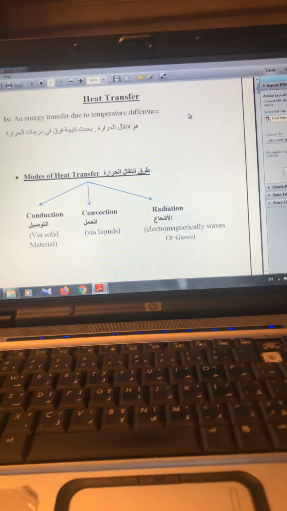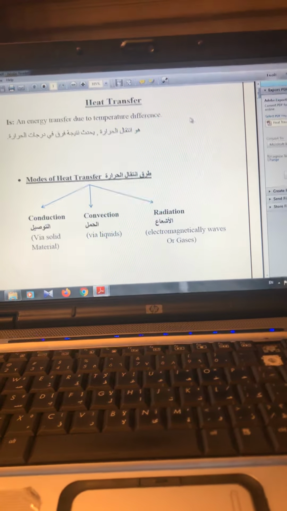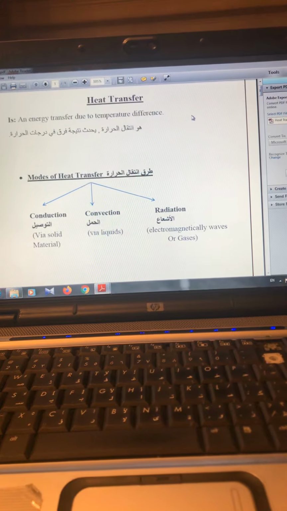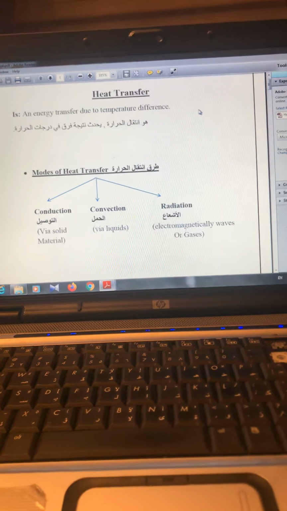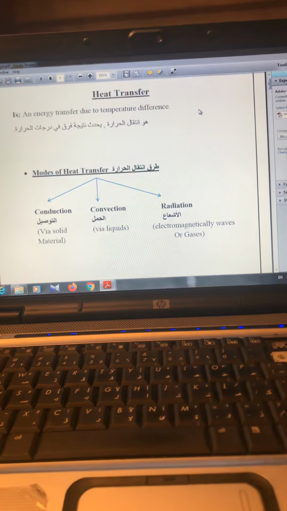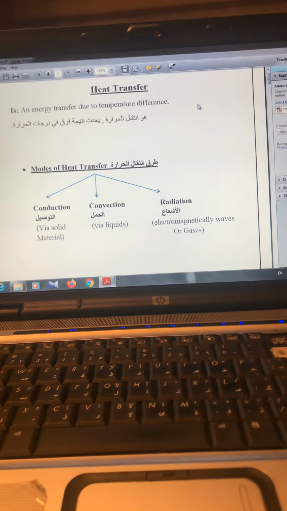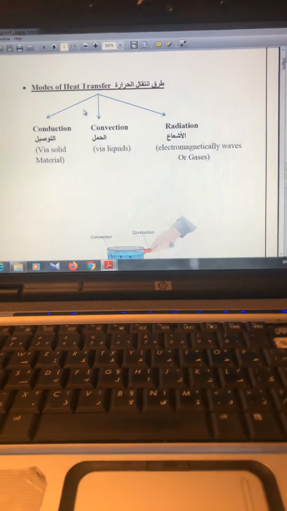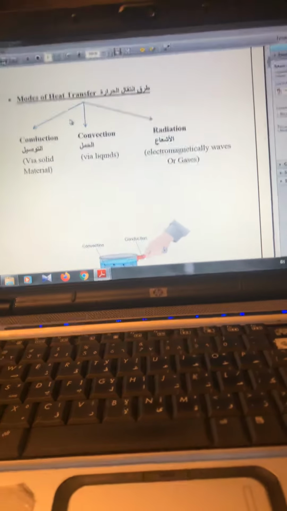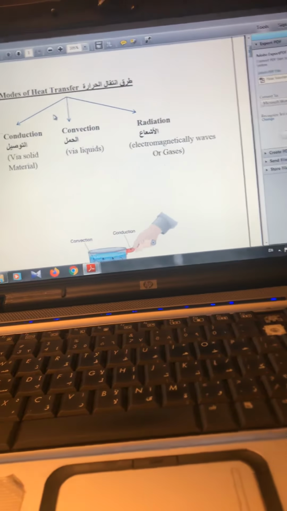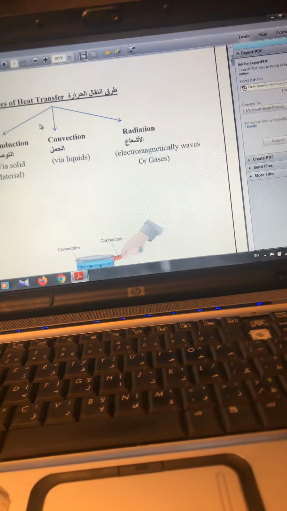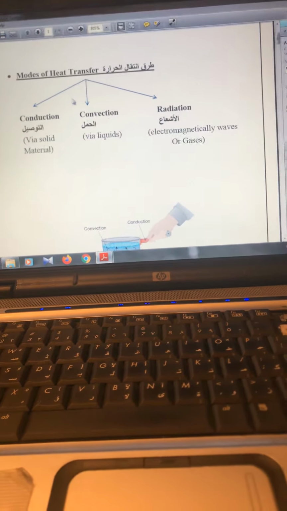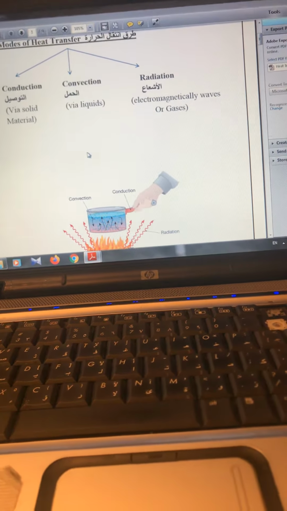That's called heat transfer. When the heat is transferred, going through a quantity flow from one material to another material, from one subject to another subject, it will make a temperature difference. So this is called heat transfer. And as we say, the first mode, conduction, is between solid materials. For example, if you have two walls beside each other, two metal walls. Convection is between liquids, and radiation is the electromagnetic waves or in gases.